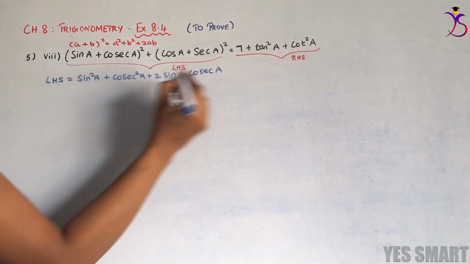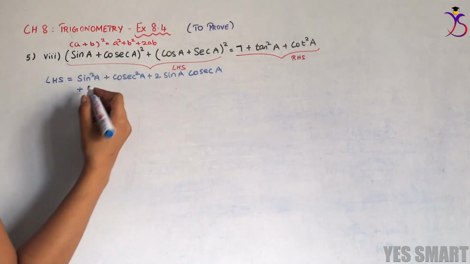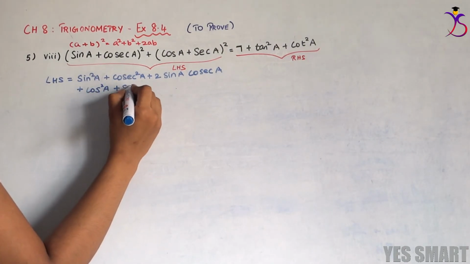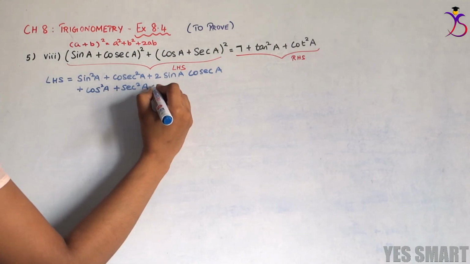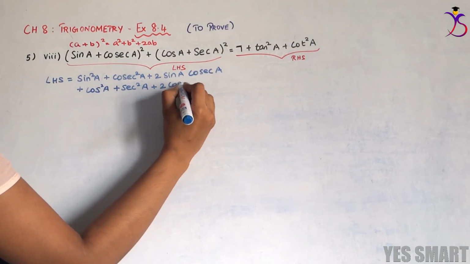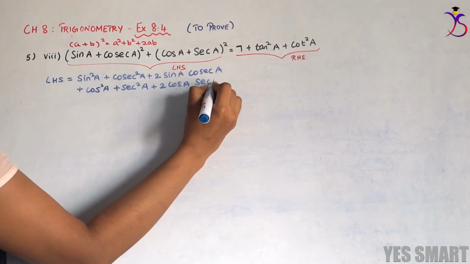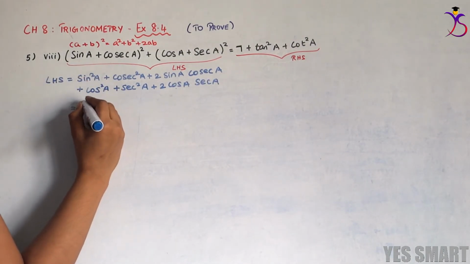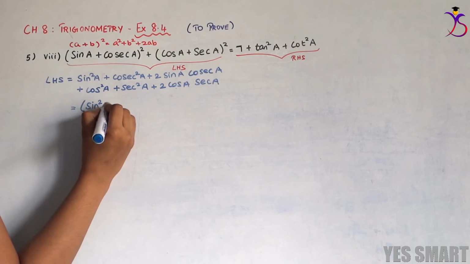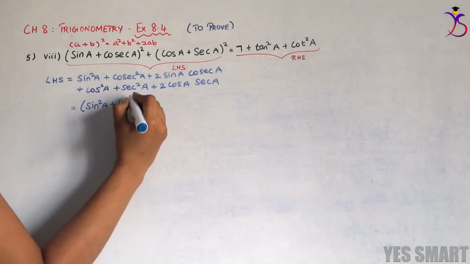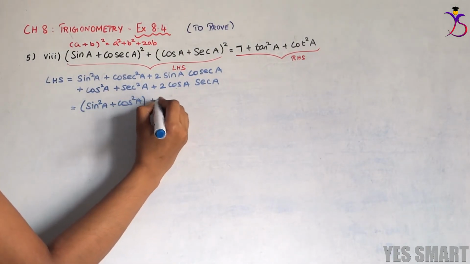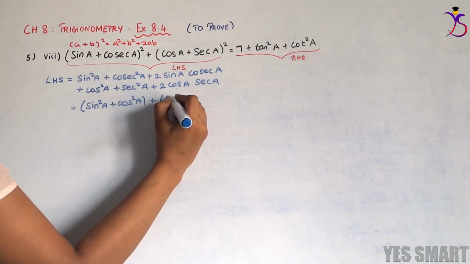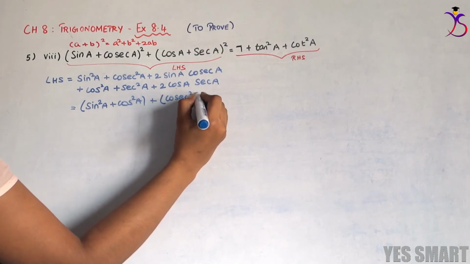Plus the second term, using the same identity: cos square A plus secant square A plus 2 cos A secant A. Now we are going to combine the terms. I am just combining sin square A and cos square A in the first bracket, and in the second bracket, let us combine the cosec square A and secant square A.